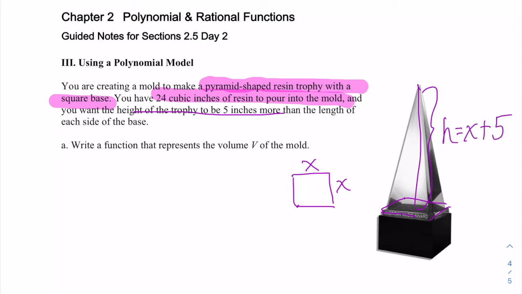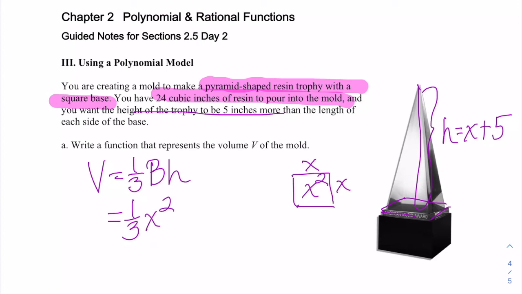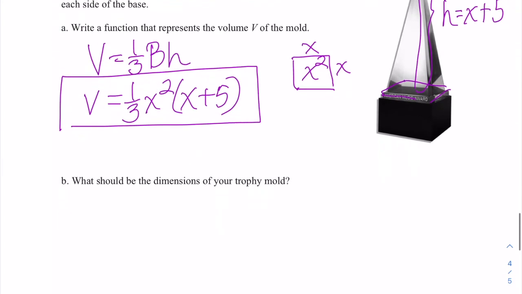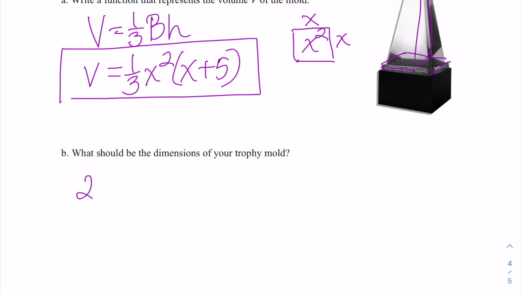Now to write the equation for volume, that's 1/3 times the area of the base times the height. So the area of the base is x squared. The height can be represented with x plus 5. So the volume would be 1/3 x squared times x plus 5. Now if we're given 24 cubic inches of resin, we can substitute volume with 24 and solve for x.